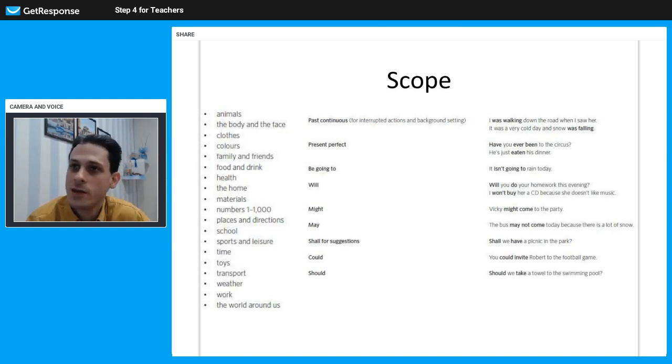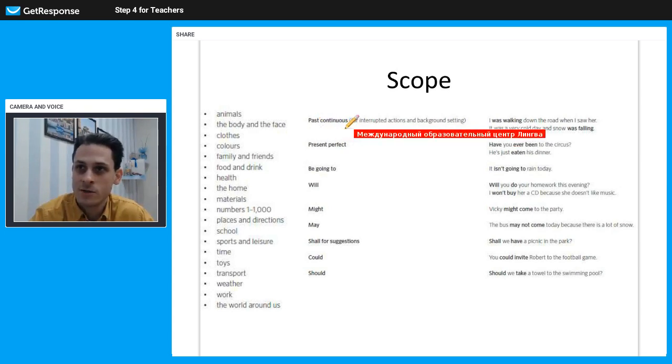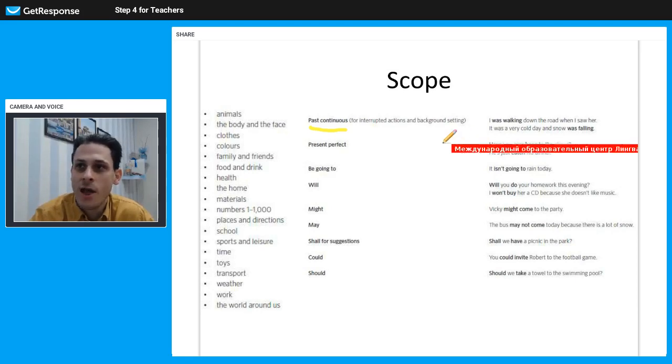The scope of the exam here might seem a bit misleading, and that's because our Step 4 and Step 5 levels are both for A2. So let me highlight some of the things that the student must know at Step 4. So there's definitely past continuous. That's on Step 4. Not asking questions, but answering.